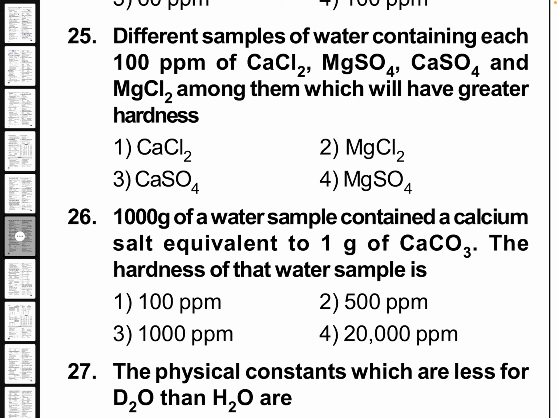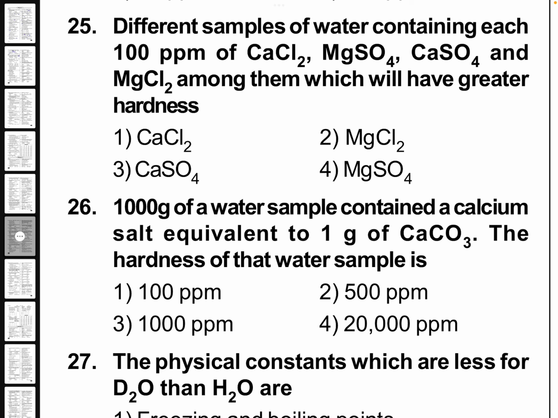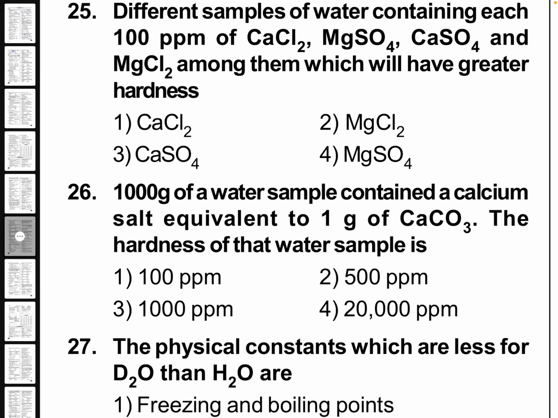Different samples of water containing each 100 ppm of CaCl2, MgSO4, CaSO4 and MgCl2, among them which will have greater hardness? Okay, now all are mentioned here as 100 ppm only. So you must be very careful about their molecular masses. The one with the least molecular mass will have maximum hardness, because all are 100 ppm only, and maximum molecular mass means less contaminated, or you say less hard. MgCl2: Mg 24, Cl2 71, total 95, CaCl2 111, CaSO4 136 if I am not wrong, MgSO4 is a bit more than 100, so MgCl2.